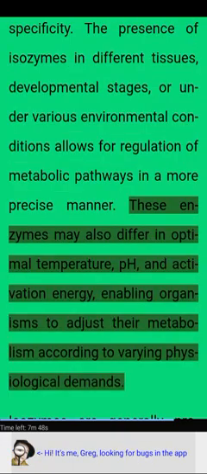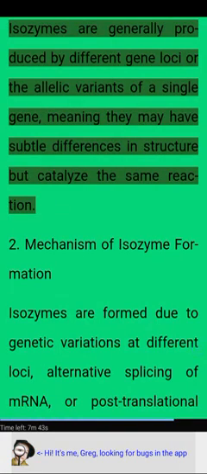These enzymes may also differ in optimal temperature, pH, and activation energy, enabling organisms to adjust their metabolism according to varying physiological demands. Isozymes are generally produced by different gene loci or allelic variants of a single gene, meaning they may have subtle differences in structure but catalyze the same reaction.